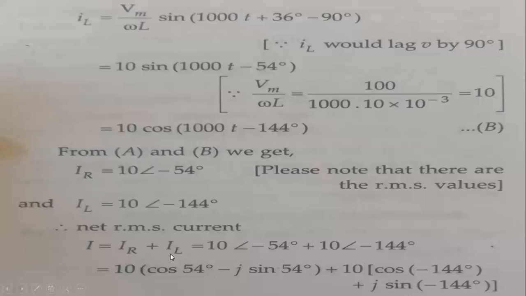So the net RMS current can be obtained. Total current, we know very well, I is equal to IR plus IL. So what is 10 angle of minus 54 degree plus 10 angle of minus 144 degree? You can add them, because at the beginning I explained how to get my I. I is the total current flowing through the entire circuitry, the combination of the current through the R as well as the current through the other element. By adding these two equations, you can convert this polar form into rectangular with the help of the calculator.